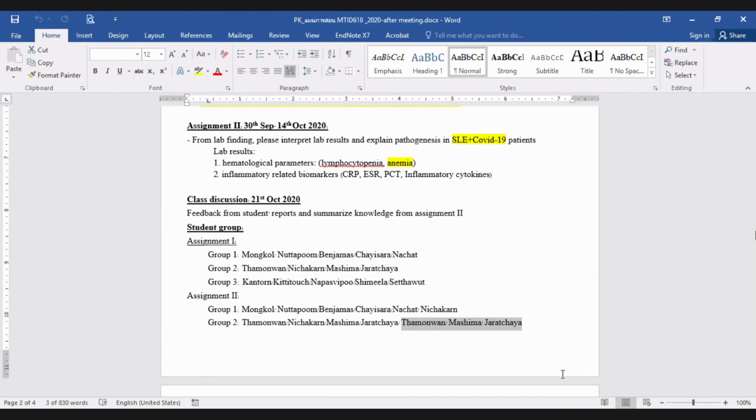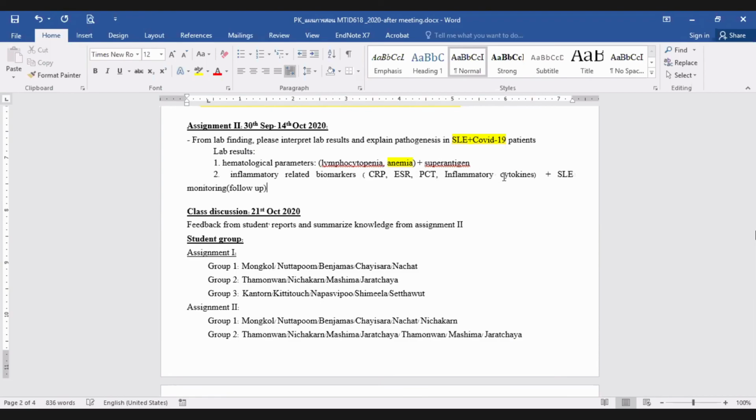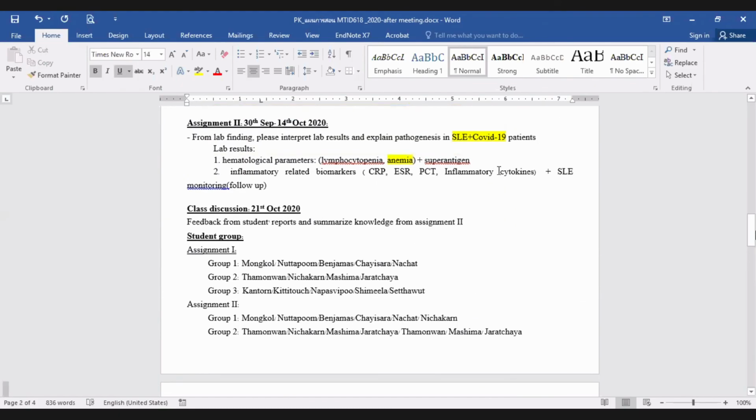You come and have a class discussion on 21st October, right? And then from the questions that Ajahn O and Ajahn Chaniya, I mean the staff, give you: superantigen goes to group 1. Immunopathogenesis in SLE and the scoring for saying active, non-active goes to group 2. Biomarker in COVID-19, both groups. You share the knowledge. If your friend in group 1 finds biomarker A, then you present biomarker B. You need to work like a teamwork.